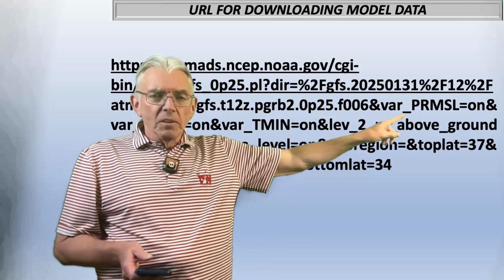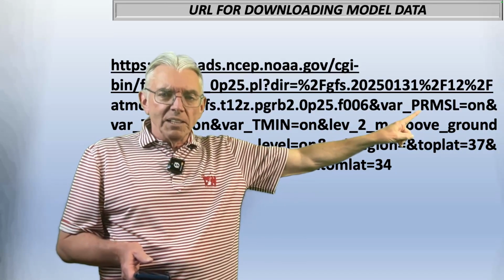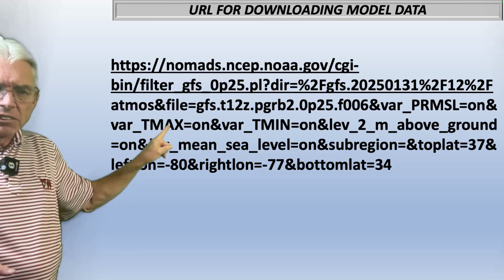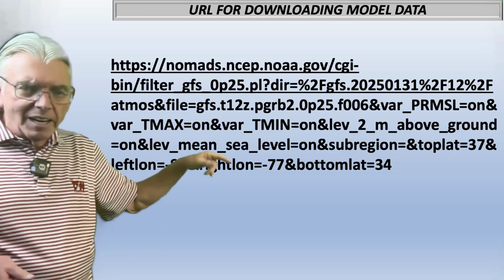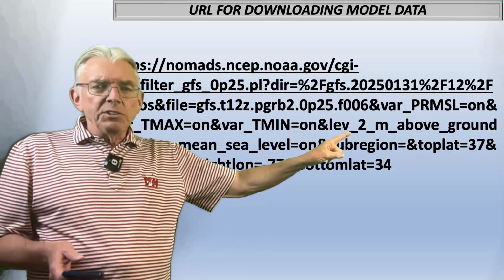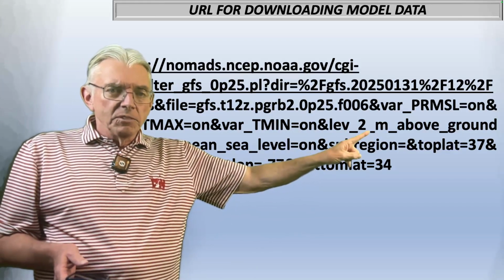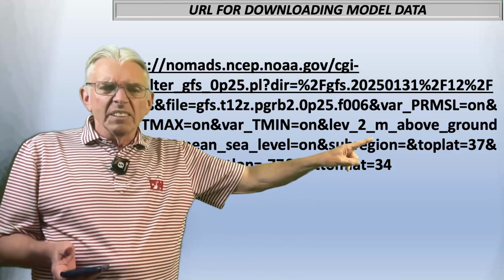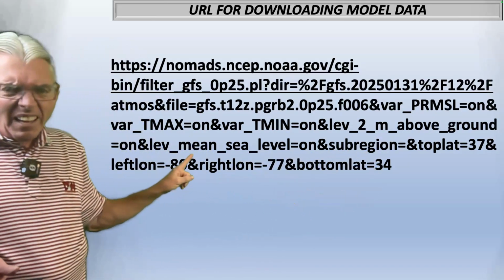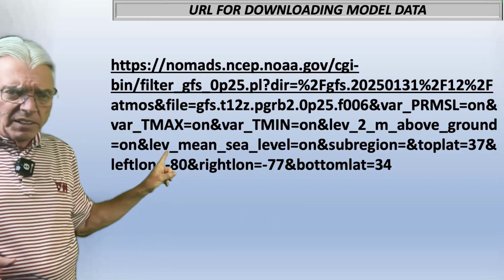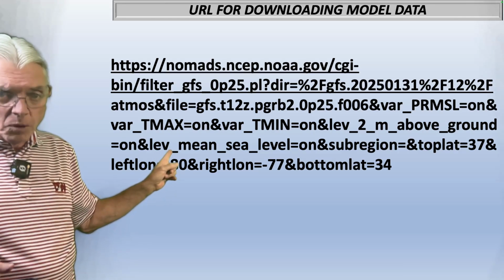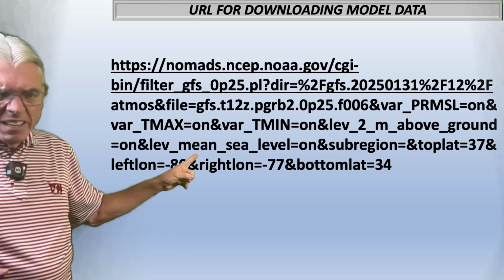Then the variable, PRMSL, means sea level pressure, okay? Then we go back here, Tmax is the maximum temperature for whatever time period you're looking at, Tmin is the minimum temperature, and then you set the level. And the temperature that we all observe is 2 meters above the ground, so 2m above ground. And then the isobars, the sea level pressure, is at mean sea level, appropriately enough, and so level, mean, sea level.